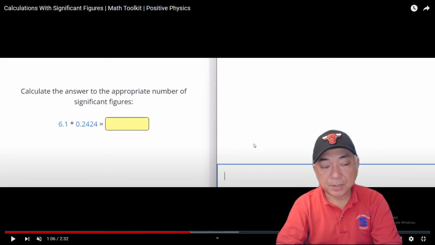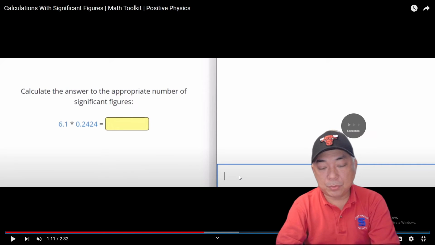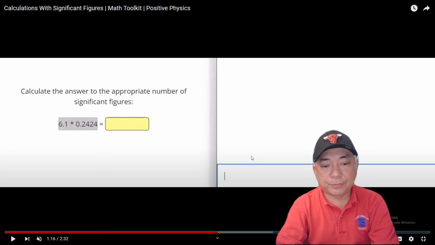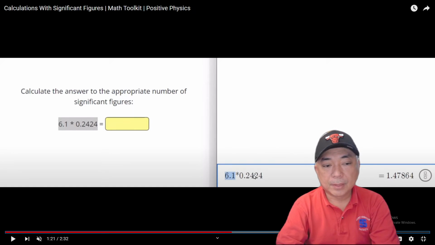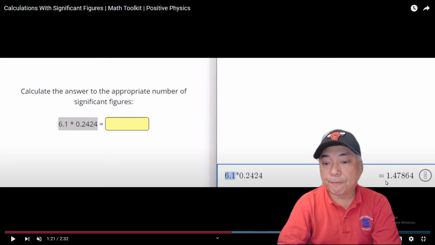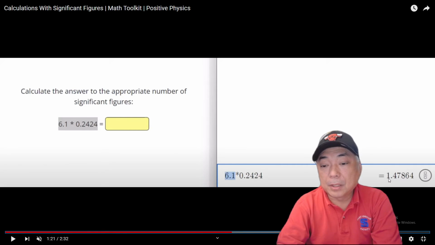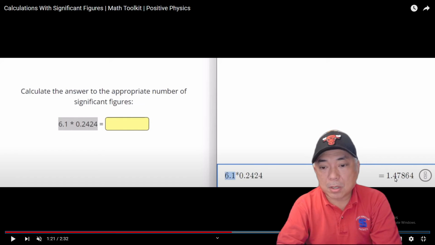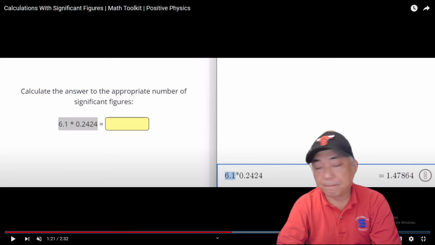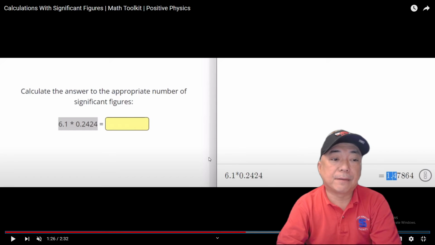All right. When we solve that on a calculator, here we go. The calculator gives us 1.47864. Since we only need 2 significant figures, we might end up using 1.4. And since the number after 4 is 7, which is higher than 5, we round up the number 4 to 5, making it 1.5. So the answer should be 1.5.